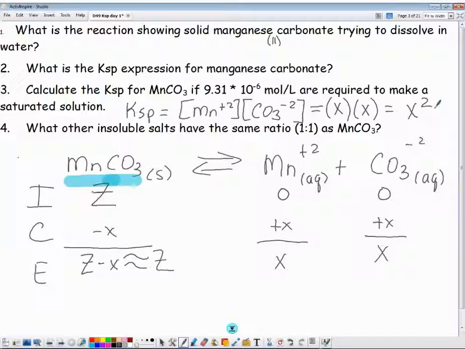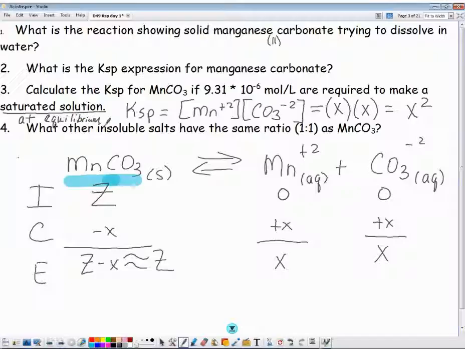Okay, so I asked you the question down here that we'll do in a minute. What are some other insoluble ionic compounds that have that same 1 to 1 mole ratio? But before we get there, let's look at number 3. Number 3 says, calculate the KSP for manganese 2 carbonate if 9.31 times 10 to the minus 6 moles per liter are required to make a saturated solution. Now, saturated means to get the solution to be at equilibrium.